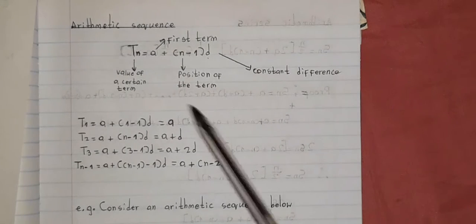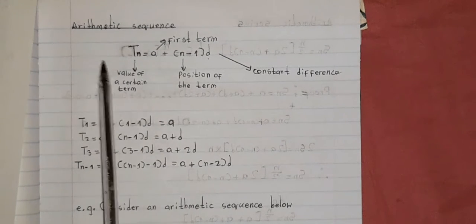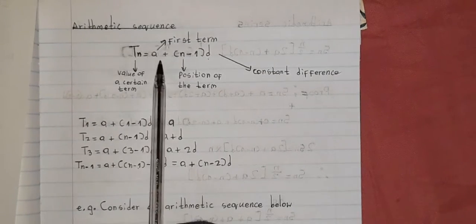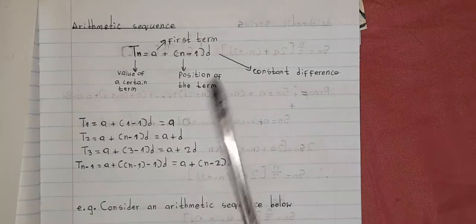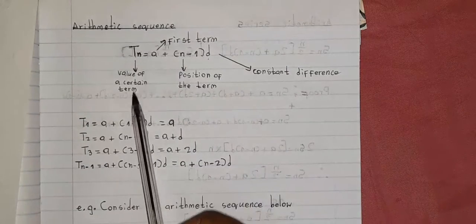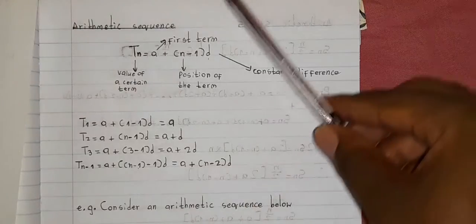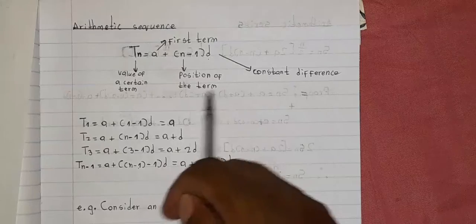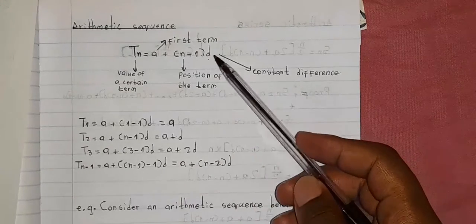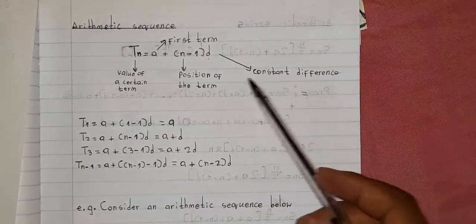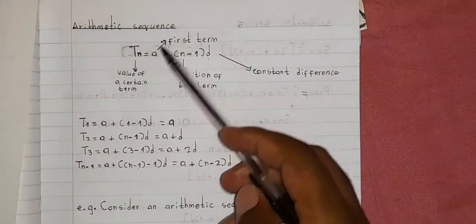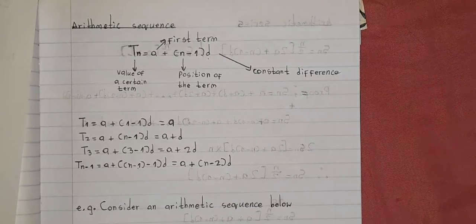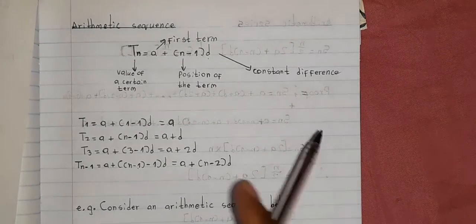So you will see that the general term for an arithmetic sequence is Tn equals A plus n minus 1 times D. Tn here tells us about the value, n tells us about the position, D tells us about the common difference, and A tells us about the first term. A is always the first term of any sequence.